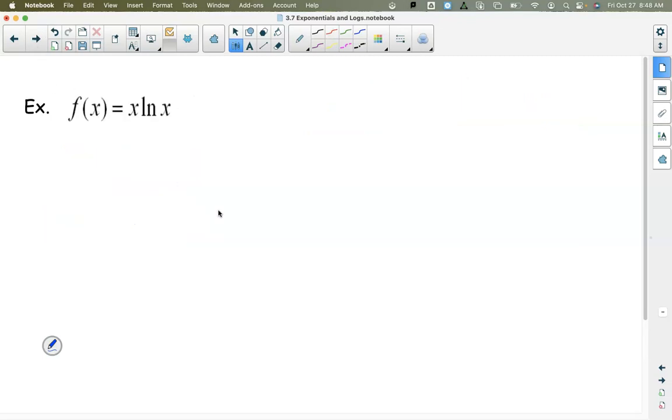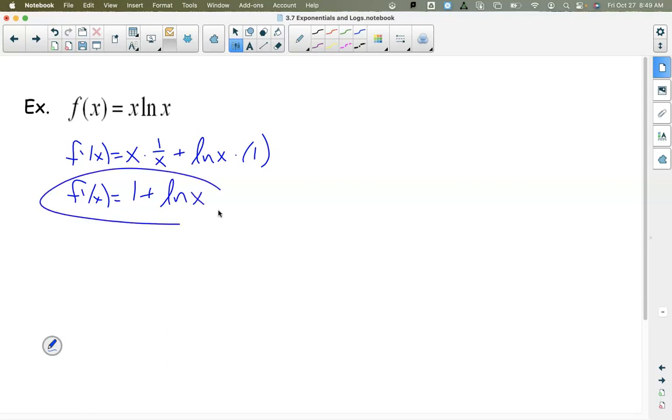X times the natural log of x. Okay, x times the natural log of x, product rule, right? Let's do our product rule. First times the derivative of the second, plus the second times the derivative of the first. Clean it up. X times 1 over x is 1, and then it's just 1 plus the natural log of x. Kind of a simple function for the derivative.